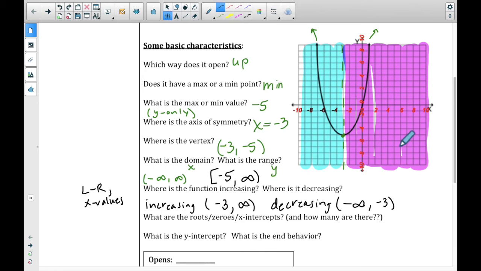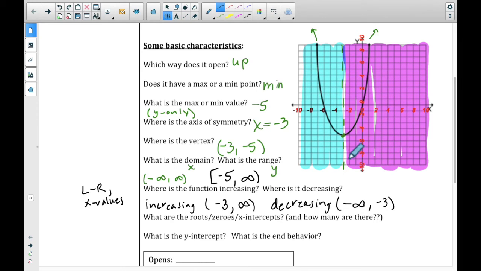Okay, sometimes we talk about increasing, decreasing. A lot of times, actually, people get confused on why we are talking about the x values. So in this section of the graph, it's decreasing, going down. But in this section of the graph, it's increasing, going up. Well, how would you describe this section on the right?